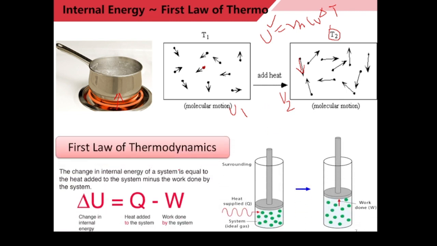That is also called the first law of thermodynamics, where the change in internal energy of a system is equal to the heat added to the system minus the work done by the system. In this example, there was no work done, so all the heat added is used to increase its internal energy. But in this example, if you supply some heat Q, it will do some work, plus it will increase the internal energy of the system. So that was the concept of internal energy.